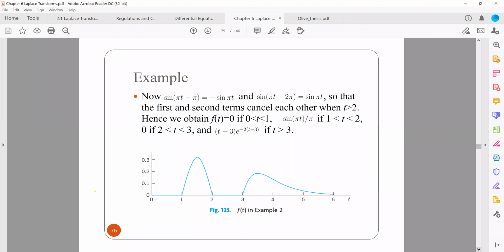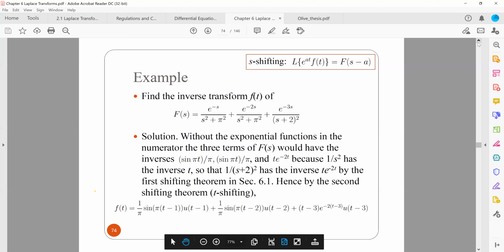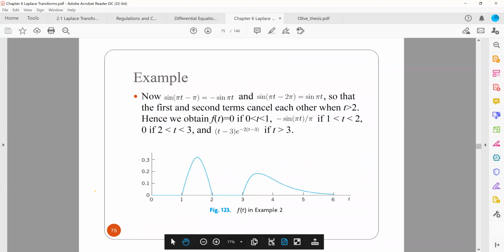So this is a simplification. The simplification of this is sine of pi t minus pi, which is minus sine pi t.